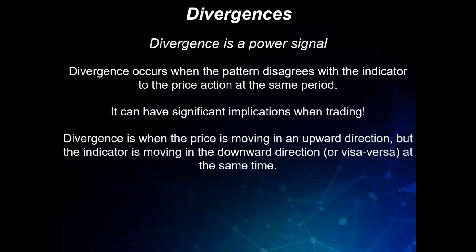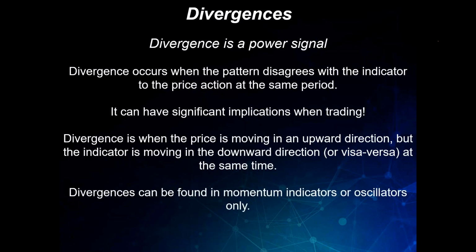Divergence is when, as I mentioned before, the price is moving in an upward direction but the indicator is moving in a downward direction, or vice versa, at the same time. Divergence can be found in momentum indicators or oscillators only.